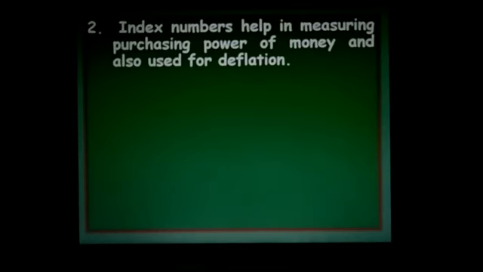It's losing its significance. So that is what the purchasing power of money is. That it indicates the index number. With the help of index numbers, we can measure the purchasing power of money, how it was in the base year and how it is in the current year. All those better studies become possible using index numbers, and they are also used for deflation.